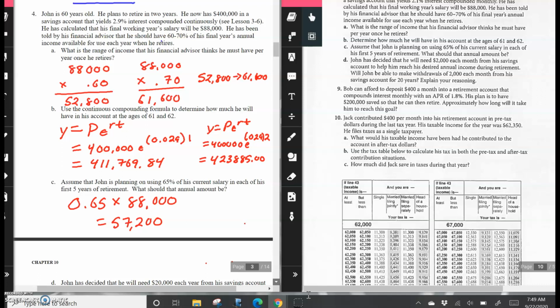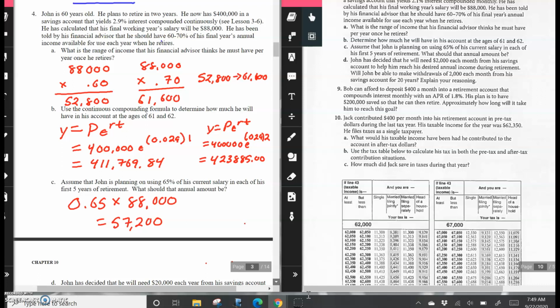So we're going to find 60% of that, so 88,000 times 0.60, and we're also going to find 70% of that because his financial advisor told him that he should have between 60 and 70%. So 60% of 88,000 was 52,800, and 70% of 88,000 was 61,600. So somewhere between that he should be saving, 52,800 to 61,600. He should be saving somewhere in that range.